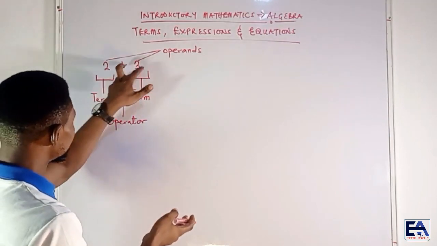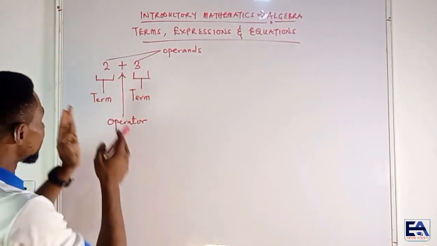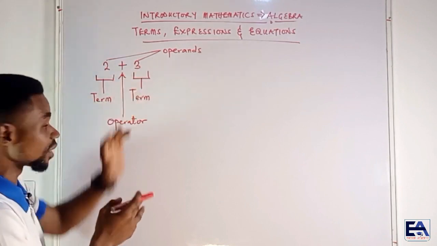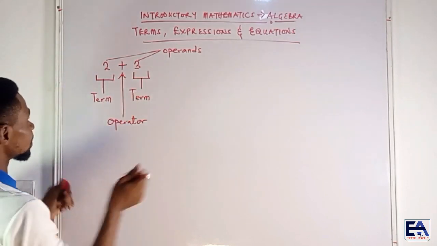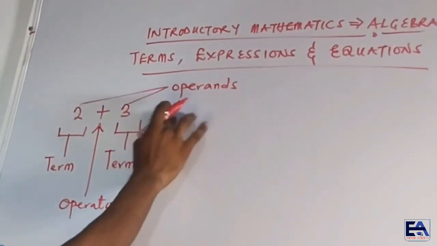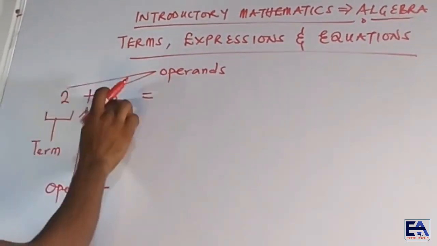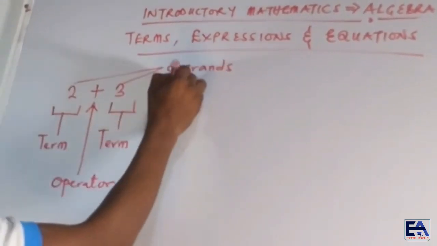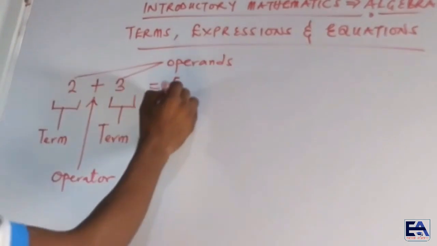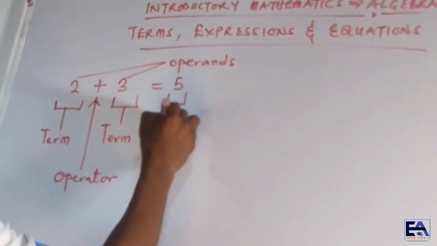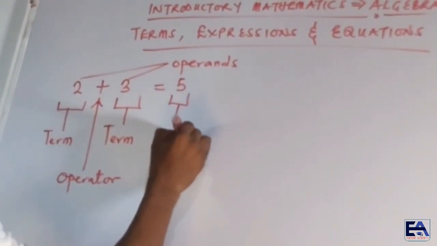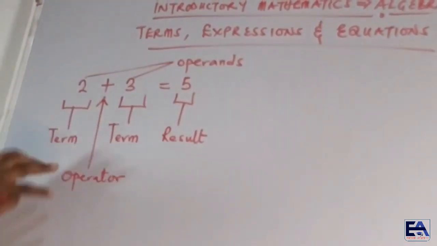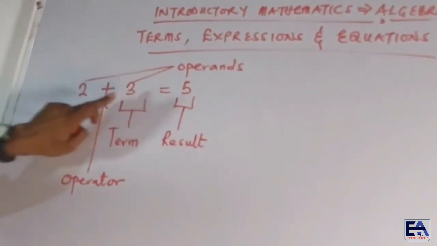If the two terms are known terms, like the two terms are values like 2 and 3, as you can see, they are constant terms, you can easily have an equality which gives us the results of the addition. So we say 2 plus 3 is equal to 5. So this one here is the result. The result of the addition operation between 2 and 3.